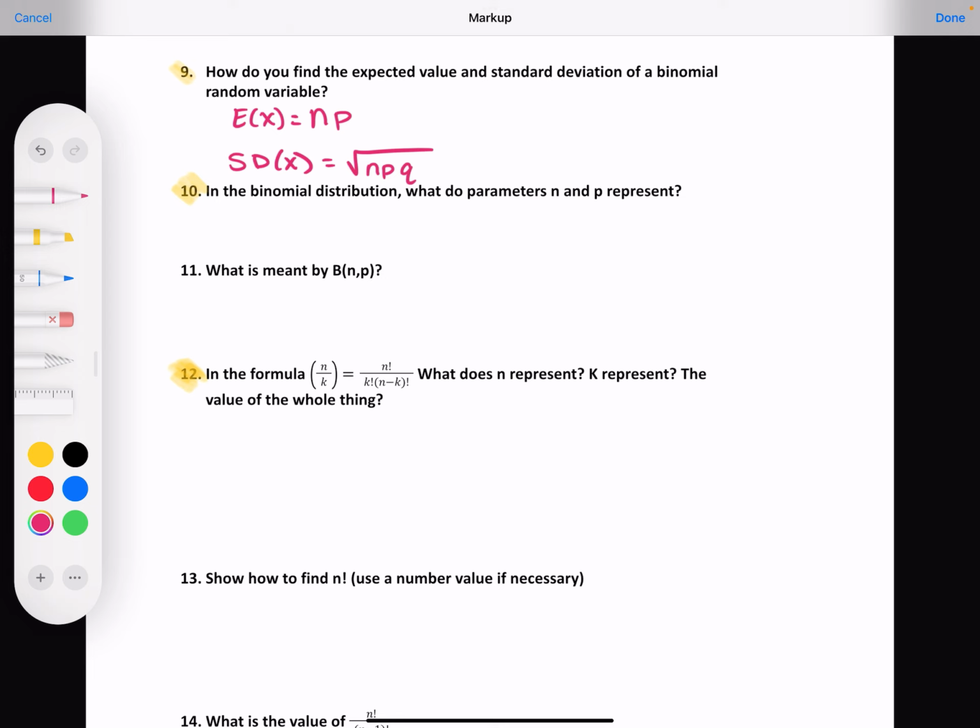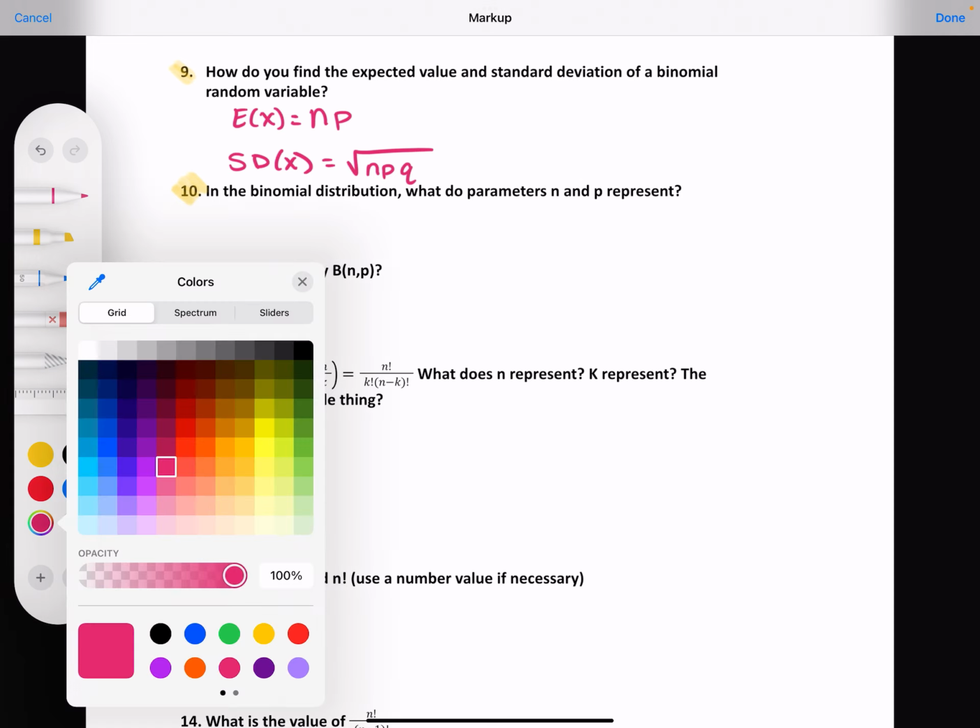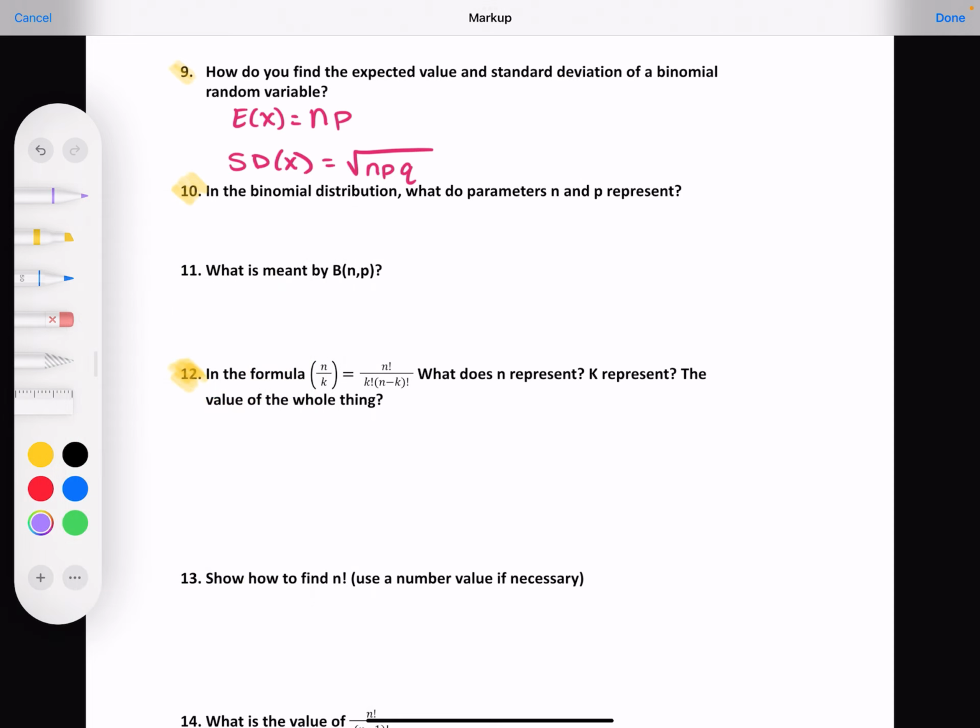Alright, so then in the binomial distribution, what do parameters n and p represent? N is the number of trials, right? And then P is the probability. Yep. N is the number of trials. P is the probability of success.